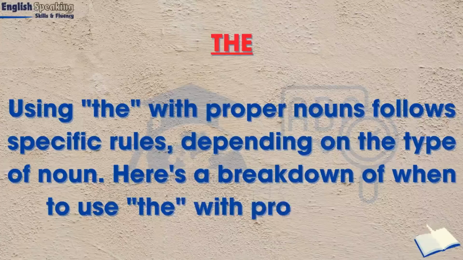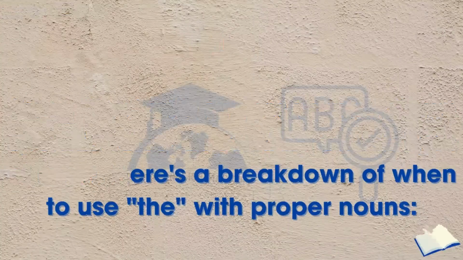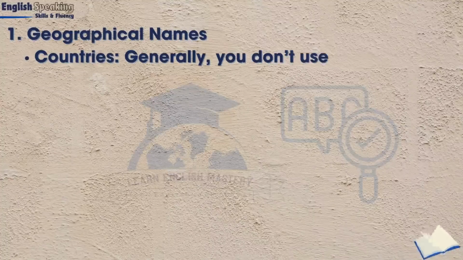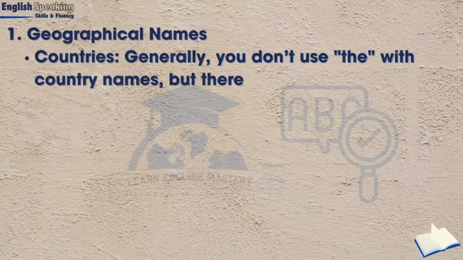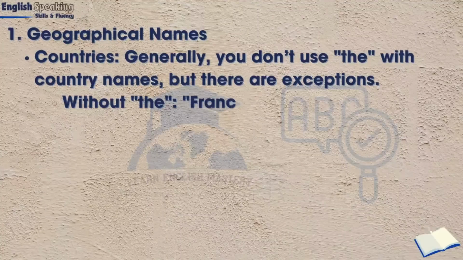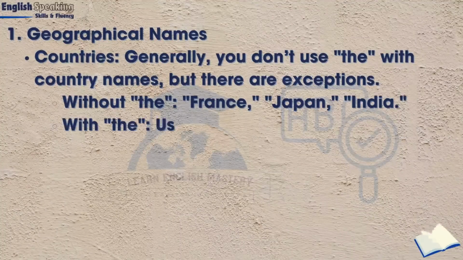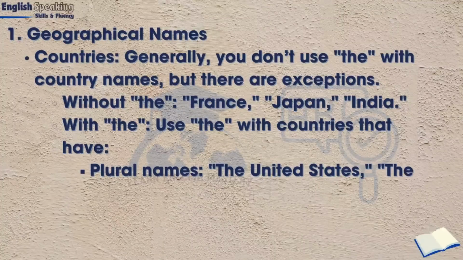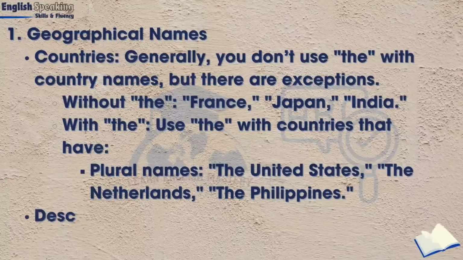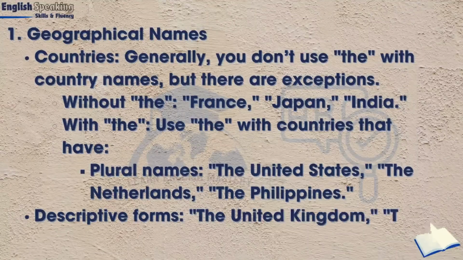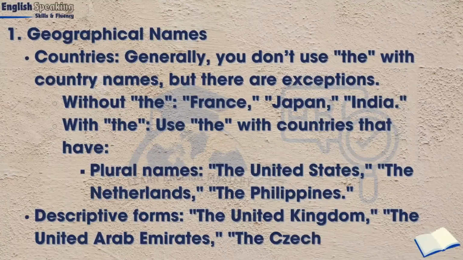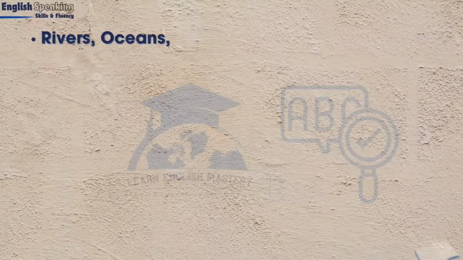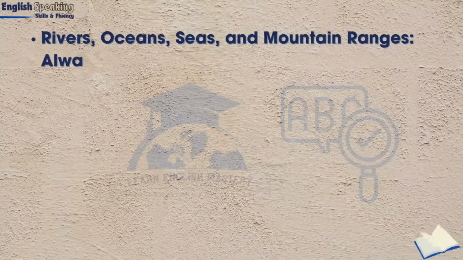Using "the" with proper nouns follows specific rules, depending on the type of noun. Here's a breakdown of when to use "the" with proper nouns. 1. Geographical names, countries. Generally, you don't use "the" with country names, but there are exceptions. Without "the": France, Japan, India. With "the": use "the" with countries that have plural names, the United States, the Netherlands, the Philippines. Descriptive forms: the United Kingdom, the United Arab Emirates, the Czech Republic. Rivers, oceans, seas, and mountain ranges always use "the".